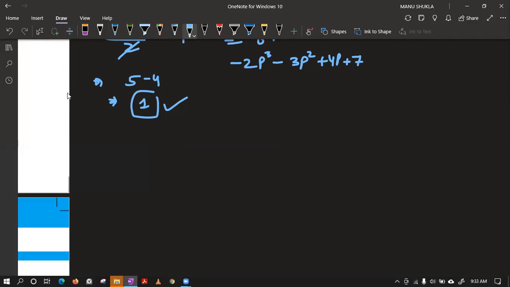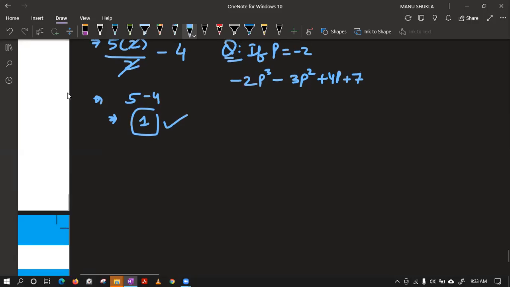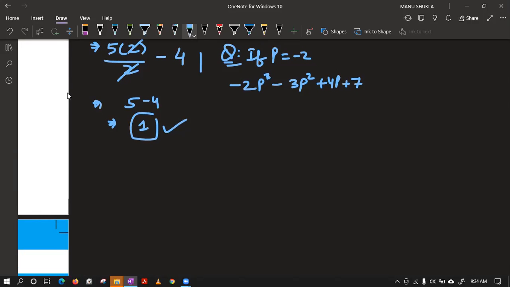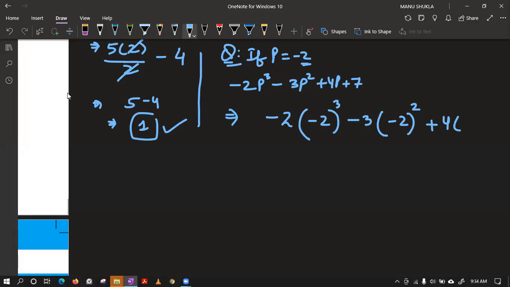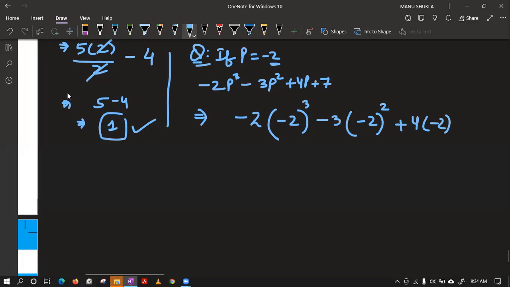Sir, is that the meaning that when it will multiply, then only signs will cut? Bunny, I will take example for this. Don't worry. First, let's solve this question. So we just have to replace the p with minus 2. But I have told you, whenever you replace the value of variable with a constant, you have to do that in a bracket. So let's start. We have minus 2 bracket minus 2, then we have minus 3 minus 2, sorry, here we have cube square plus 4 minus 2 plus 7.